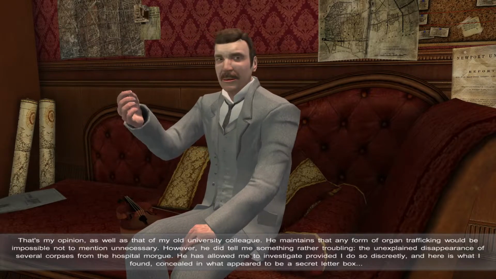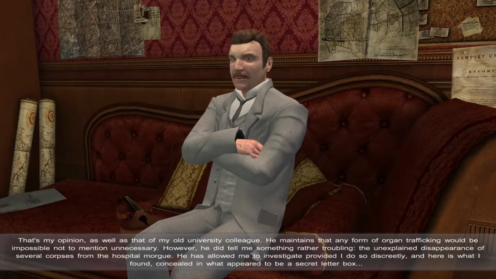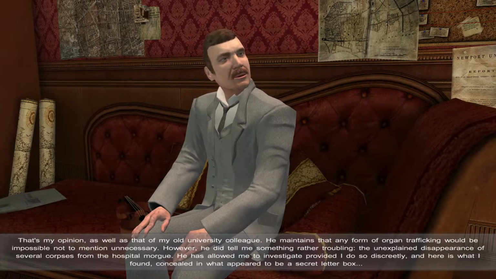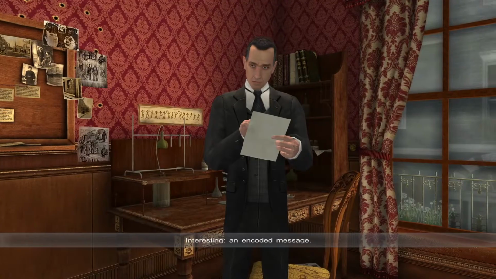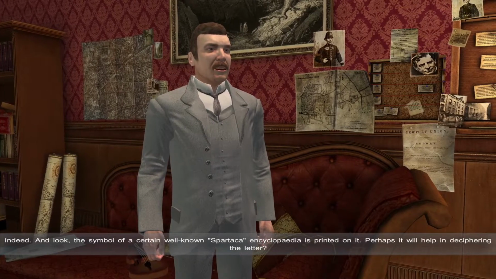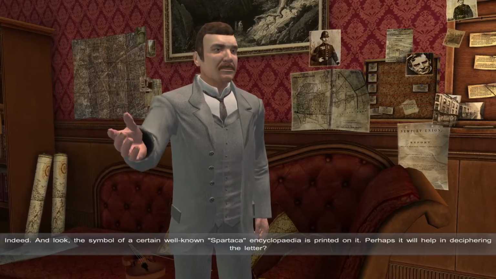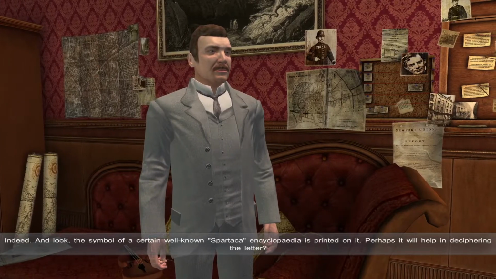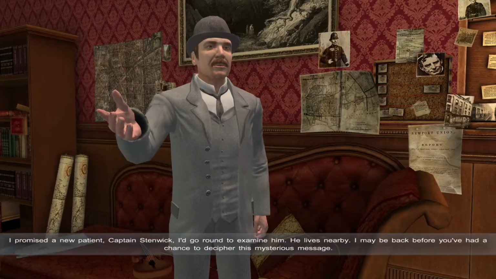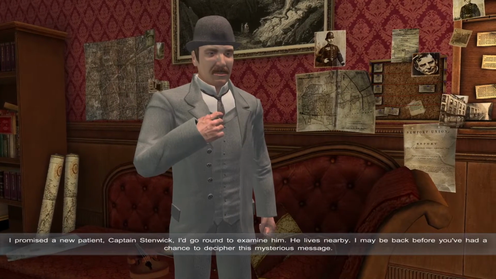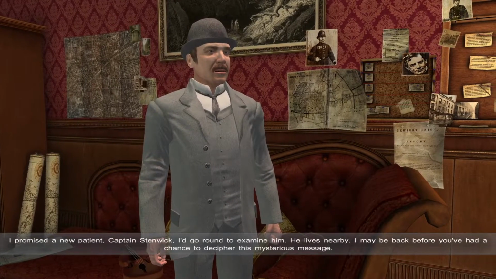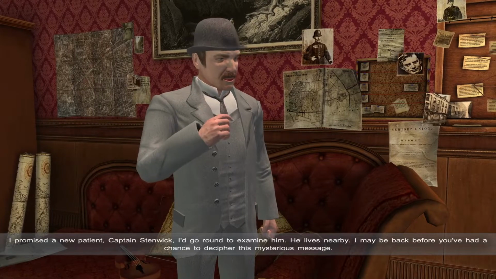He has allowed me to investigate, provided I do so discreetly, and here is what I found, concealed in what appeared to be a secret letterbox. Interesting, an encoded message. Indeed, and look, the symbol of a certain well-known Spartaca encyclopedia is printed on it. Perhaps it will help in deciphering the letter. Thank you, Watson. Are you going out again? I promised a new patient, Captain Stenick, I'd go round to examine him. He lives nearby. I may be back before you've had a chance to decipher this mysterious message.